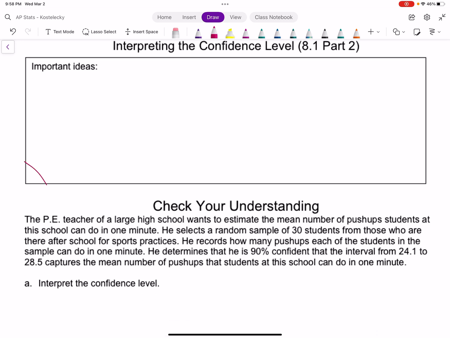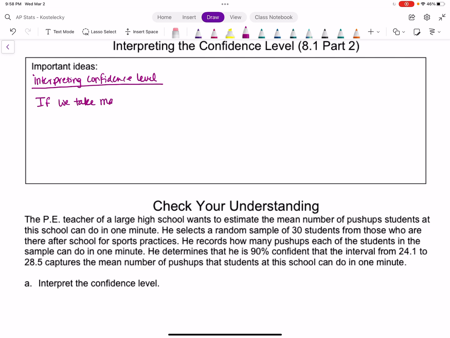Okay, interpreting the confidence level. So I'm going to kind of repeat what I already wrote. Our first section here is interpreting confidence level, which is different than the confidence interval. Okay, here's our interpretation, and interpretations are always going to be super important, so probably highlight this or something.